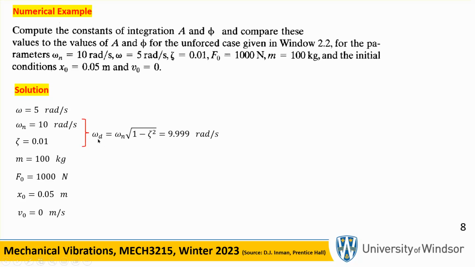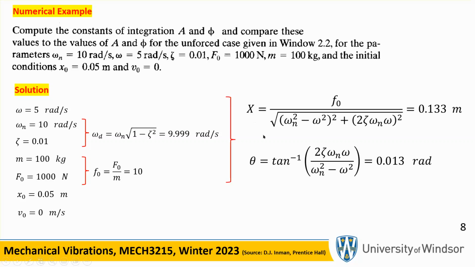First, we're going to need the damped frequency, omega d, which is omega n times the square root of 1 minus xi squared. You just plug it in. Your omega n is 10, and xi is 0.01. Just work it out. And remember, there's a little f naught, so you find the ratio of these two, you get 10. So this is the steady state response. That does not die out. This is the second term of the general solution, big X like that, and theta like so. Plug in these values, you're going to get 0.133 meters and 0.013 radian.